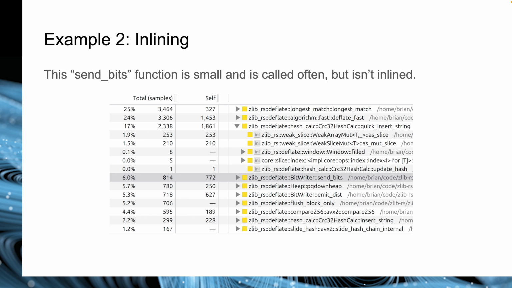And so I thought, I know how to make this faster. We'll just somehow persuade the Rust compiler to inline some more stuff, and that'll close the performance gap. I started out looking at this send_bits. This was the most time-consuming of the small non-inlined functions in the Rust code base.